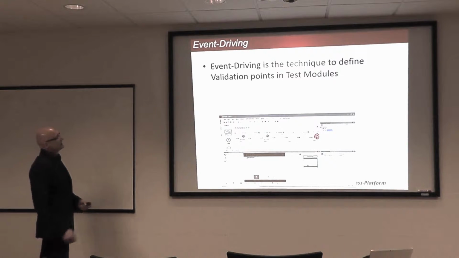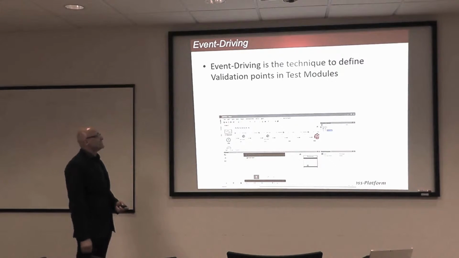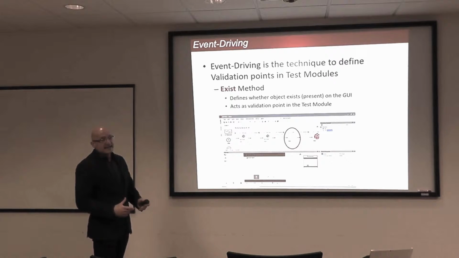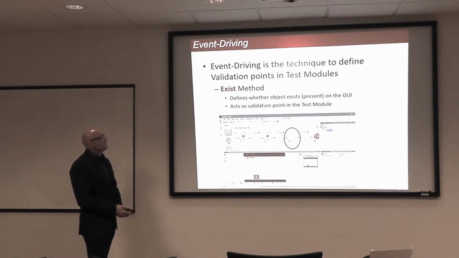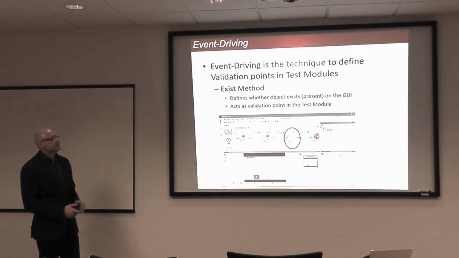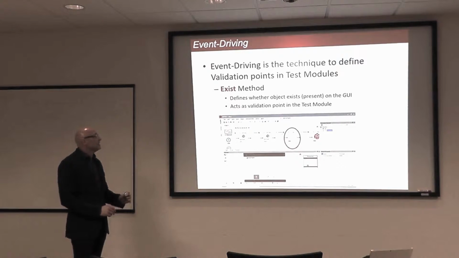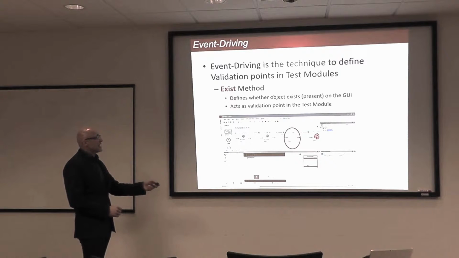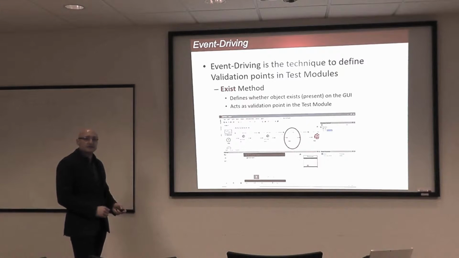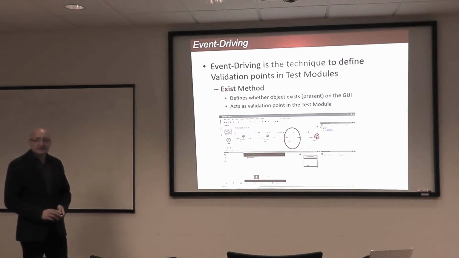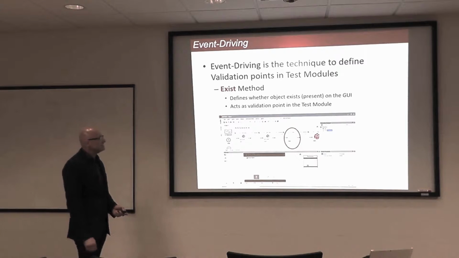Now, event driving is a technique to define validation point in the test module. In ZAPTEST, we define it by the simple method exist. That's all. Our exist acts as a validation point. It defines whether an object exists on the GUI and acts as a validation point in the test module. Pass or fail. That's it. As a matter of fact, as soon as you drag the object from the object repository into the field, it says exist as a method by default. You can change it later on, but this is how it's set. Very easy. All right.